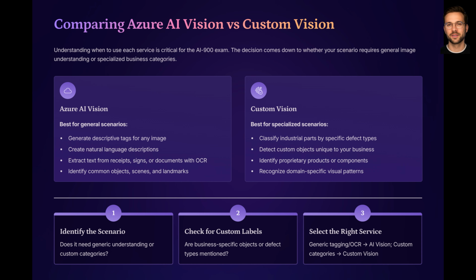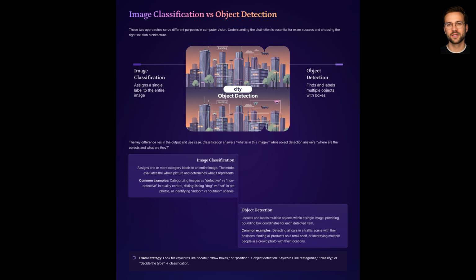Another important aspect is image classification versus object detection. With image classification, the model answers questions like, what is in this image? Which category does this entire picture belong to? For example, dog versus cat, or defective versus non-defective.